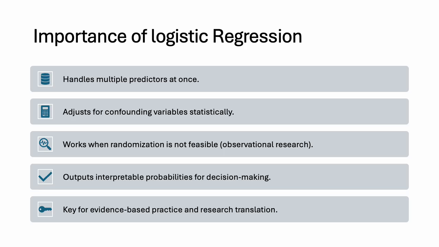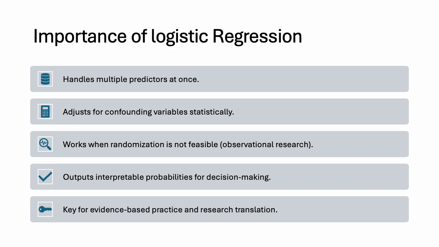So, the importance of logistic regression: it's an important method in research and data analysis when we have binary outcomes. First, it can handle multiple predictors at once, meaning we can look at the combined effect of several independent variables on a single binary outcome. For example, if we're studying heart disease, we can include age, cholesterol, exercise habits, and blood pressure all in one model. Second, it can adjust for confounding variables statistically.